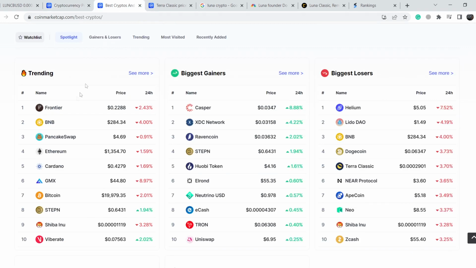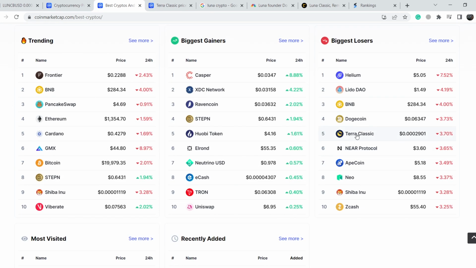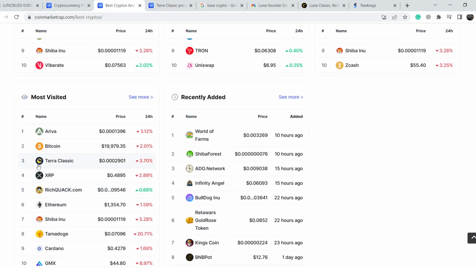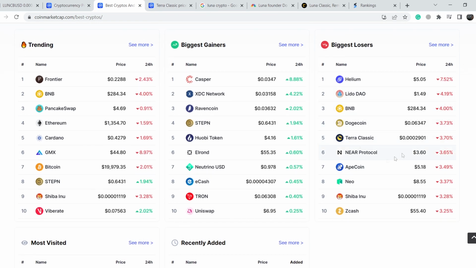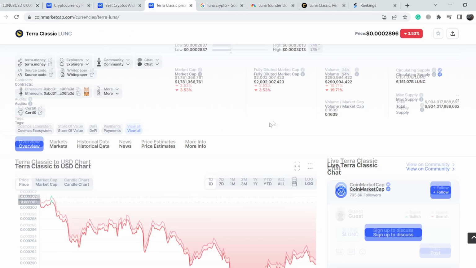So, let me show you right here, we are on the spotlight section, and right here you can see that Terra Classic is in 5th place among the biggest losers during the last 24 hours. And it is in 3rd place on the most visited list, as you can see. This means this asset still has some momentum, still has decent interest from the retail community, but it lost a lot compared to other coins during the last 24 hours. And let me show you the numbers in detail.